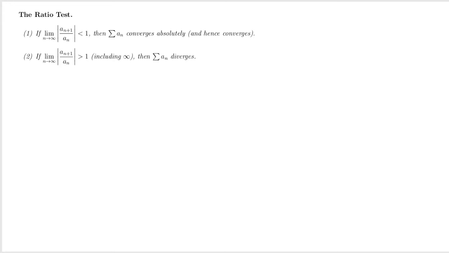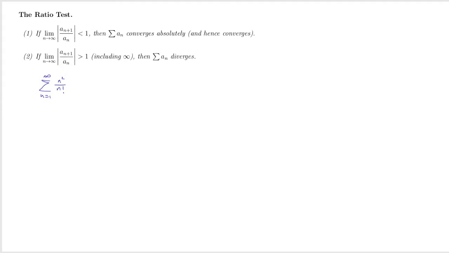And what the ratio test says is that if that limit is less than 1, then the series converges absolutely. And we already know that a series that converges absolutely converges, and so the series converges. On the other hand, if that limit is greater than 1, including the possibility that it might be infinity, then the series diverges. It's worth noting before we go further that the ratio test tells us nothing if that limit is equal to 1, and we'll look at a couple of examples of that later on.